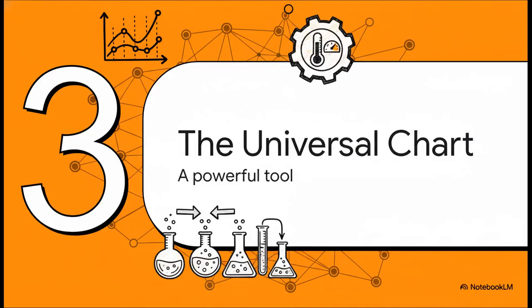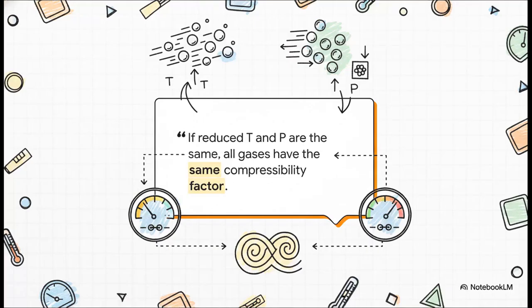Now, this idea of reduced properties wasn't just some neat academic trick. Nope, it led to one of the most useful tools in the entire field of chemical engineering. Here's the killer insight. The theory predicts that any two gases will have the same compressibility factor. That's basically a score for how much a real gas acts like a perfect, ideal gas, as long as their reduced pressure and reduced temperature are the same.